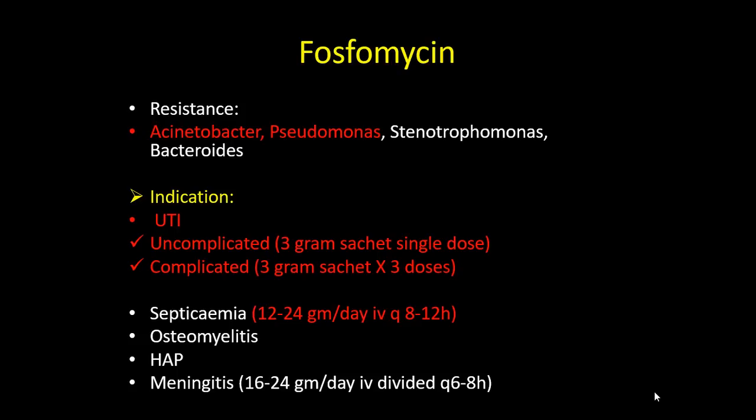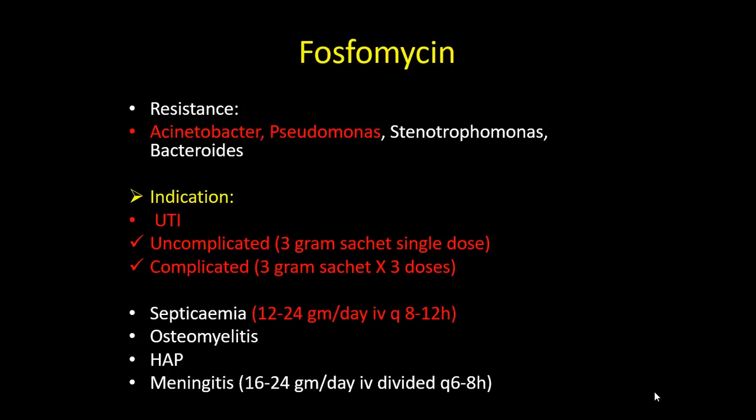Indications is UTI in the form of oral sachet also, if it is not complicated as a single dose, and if it is complicated as 3 sachets, we give it on alternate days. And for septicemia, systemic septicemia, up to 24 grams per day. And one thing you need to consider for fosfomycin is it has very high levels of sodium in the drug. So once you start giving the drug, the sodium level will start rising. So always try to dilute the drug with 5% dextrose to mitigate such an effect and closely monitor the sodium.